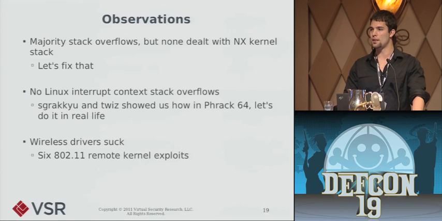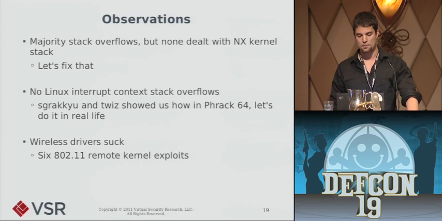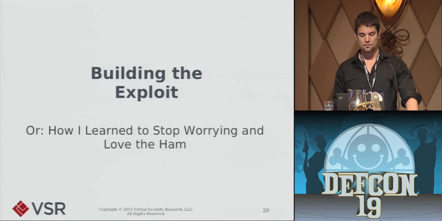Scracku and Twiz published an article in Phrack 64 called Notes on Kernel Exploitation or something to that effect. And they sort of described the steps you need to go through to do this, but it was for a vulnerability introduced for the sake of demonstration. And I wanted to provide a real-life example. And the last observation is that six of the 18 exploits were for issues in 802.11 code. So I think wireless drivers could probably use some improvement.